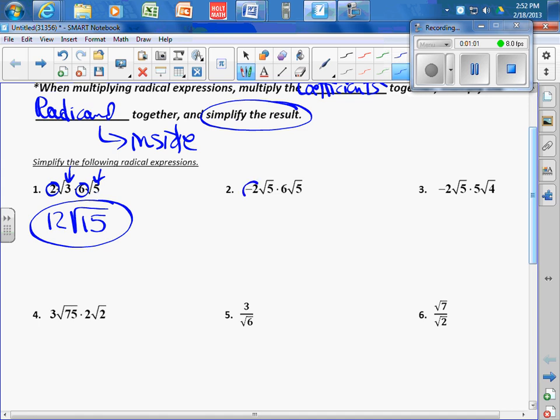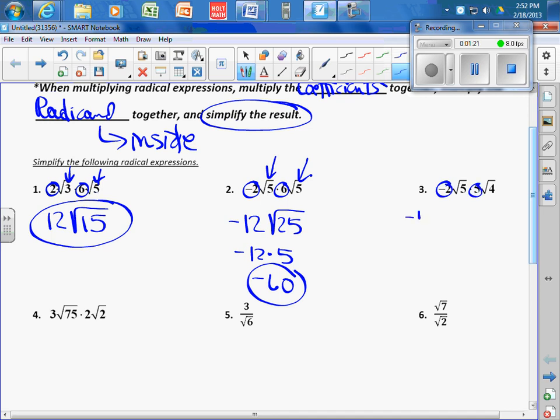Now in number 2, we have negative 2 times 6 is negative 12. We have radical 5 times radical 5 is radical 25. Well, what's the square root of 25? Right, it's 5. So we're going to have negative 12 times 5 is negative 60. In number 3, I have negative 2 times 5 is negative 10.